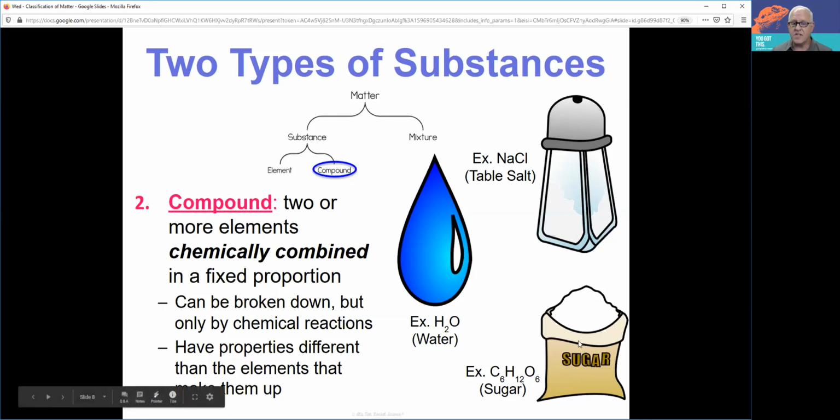Sugar is another compound, and that's a combination of carbon, hydrogen, and oxygen. And you remember from biology that sugar was a carbohydrate. But it takes 6 carbon atoms, 12 hydrogen atoms, and 6 oxygen atoms to make sugar. And that happens during photosynthesis.